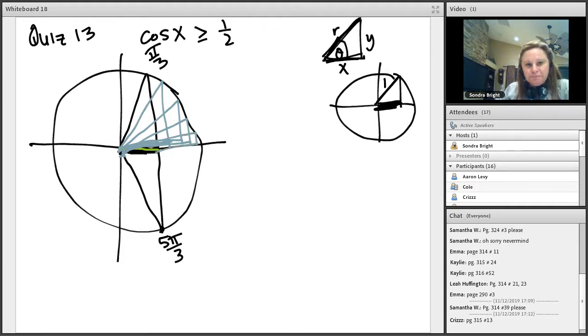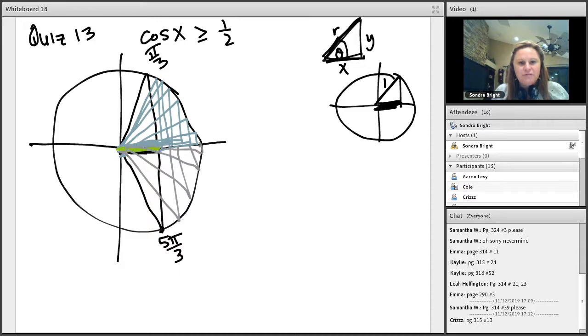So if we're going around the circle, it's all of these guys and all of the ones in between, right? They're all going to give me an adjacent side longer than this 1/2 side right there. The same thing happens down in the fourth quadrant, right? If I'm down here, that one's going to be longer, and so is that one, and so is that one, and so is that one, all of those guys. So it's all of these ones and all of these ones that create a cosine that's larger than 1/2.